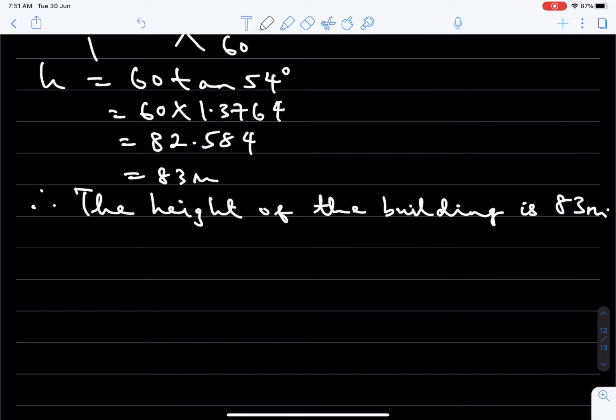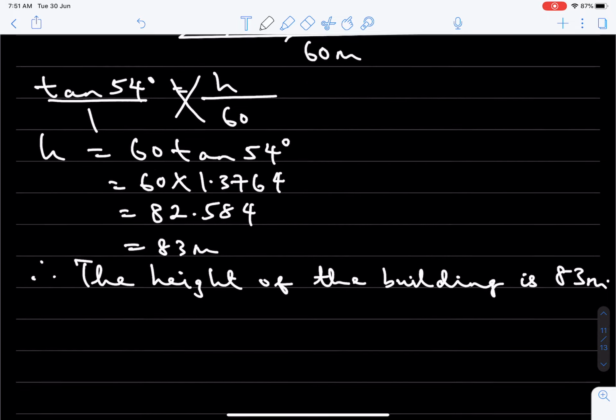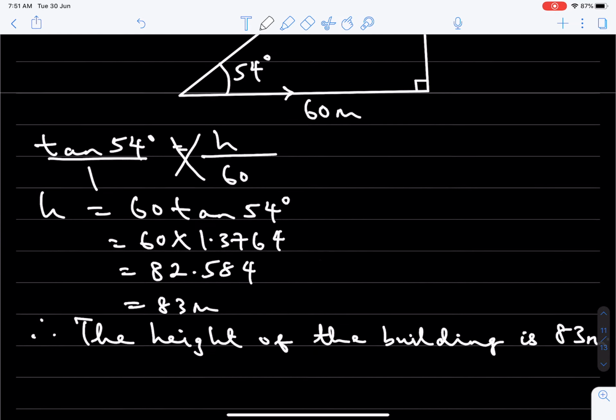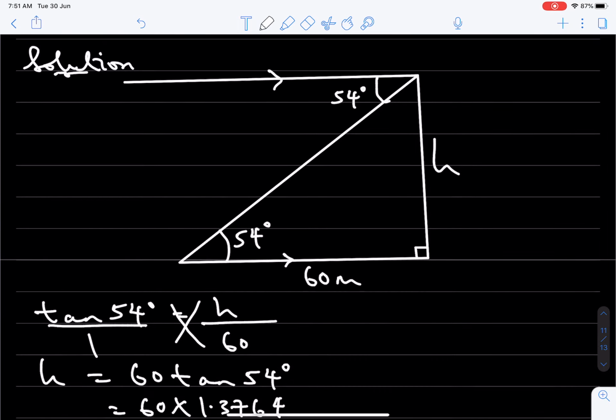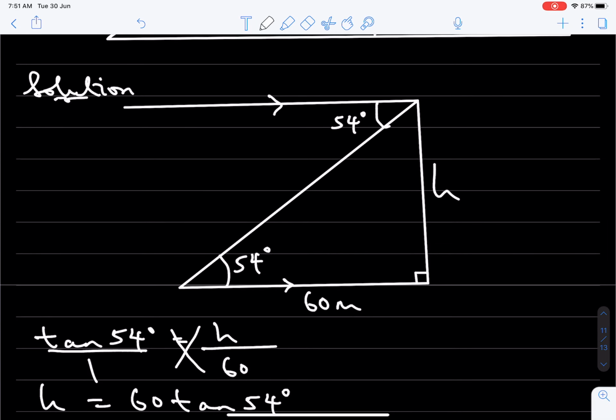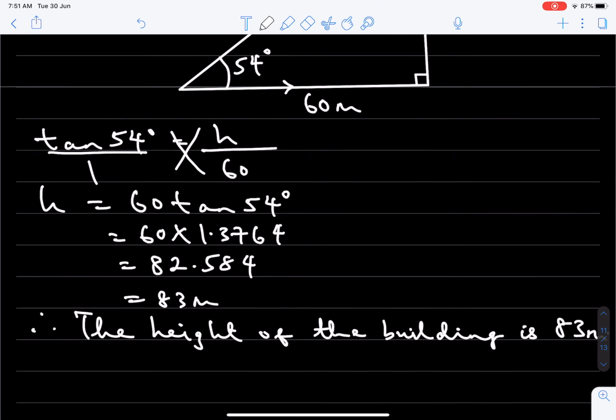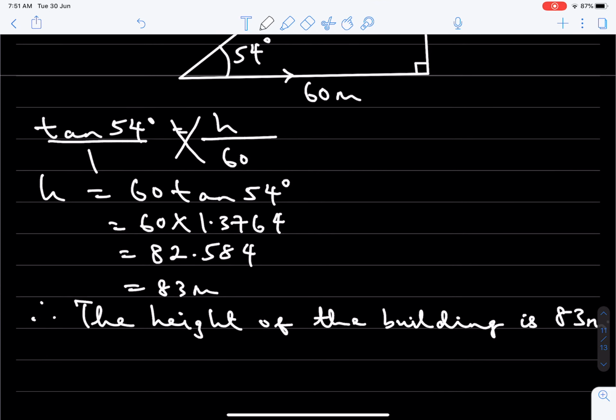Now, go through all of this. I'm sure you understand everything. It's quite simple and we'll take maybe a few more examples and then an exercise in our next class. Thank you very much and see you in the next class.